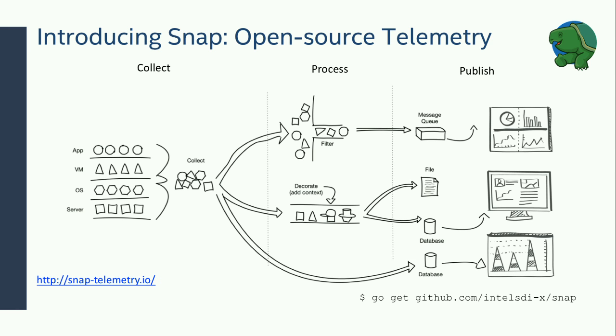The idea was simple, and the framework, which is Snap, is divided into three things. One is for collection, which is nothing more than probably opening the file, parsing the file, and creating the object, or just gathering the data from an API, or from a hardware device through an API.